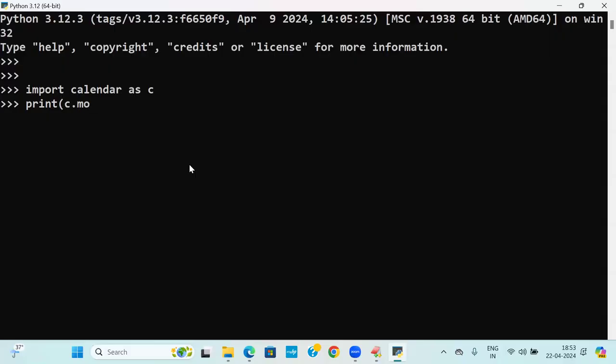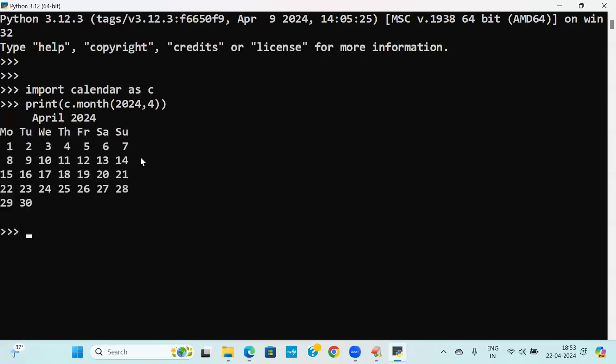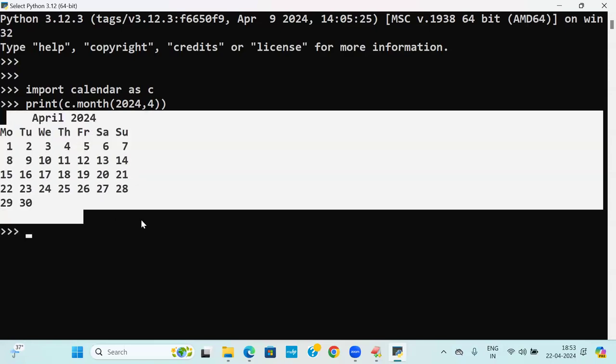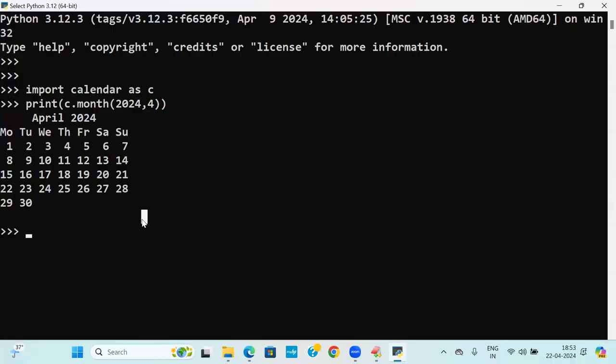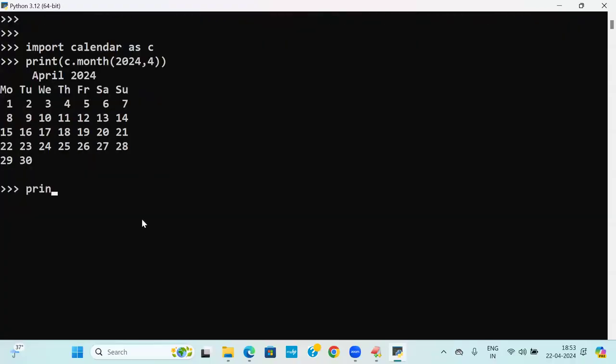Print of C dot month of 2024, 4. I am writing 2024, and the fourth month. What is 2024? Year. What is the fourth month? Month. So this shows the calendar month of that. Are you getting it? Next is print. How many lines of code? Number one line, number two line.